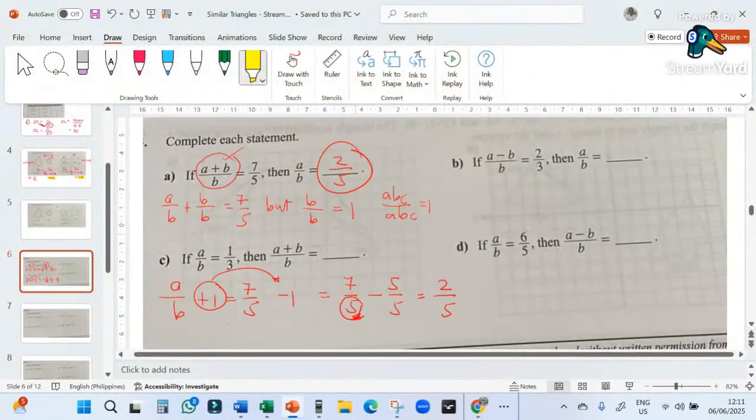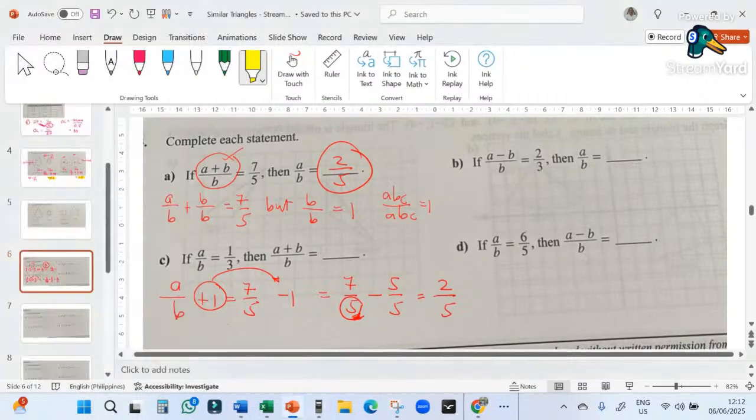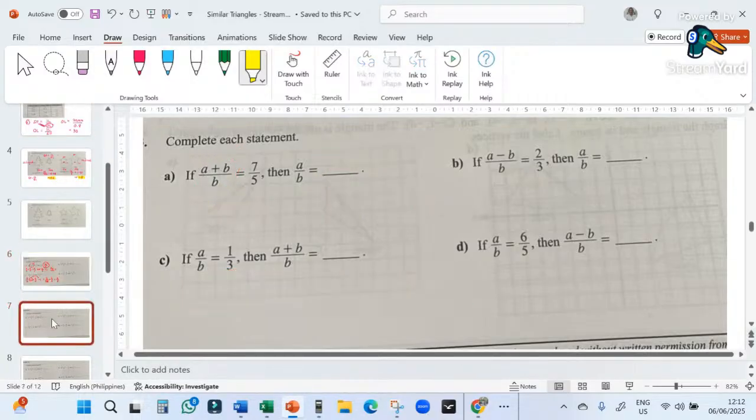Now, if we're going to use our calculator, it will be a fraction that is 7 over 5, right? And then minus 1. It must give us the same 2 over 5. Okay? If the denominator is 3, as I've said, that will be negative 3 over 3. It depends on what the denominator of the fraction is. Let's move to the next one.